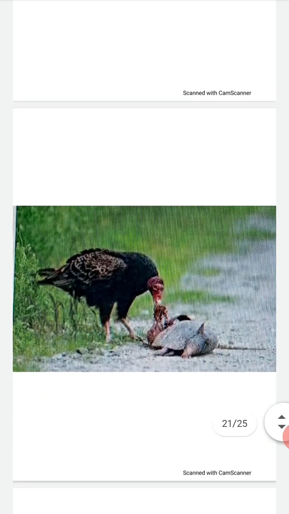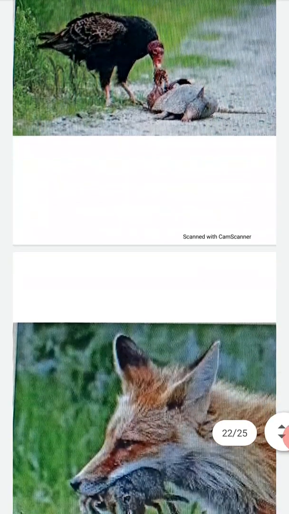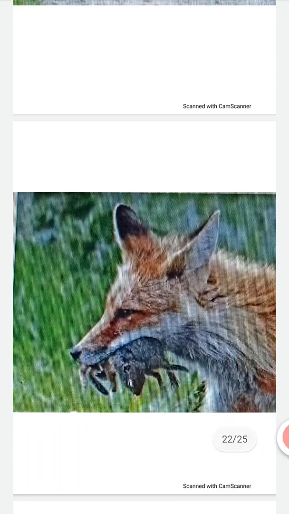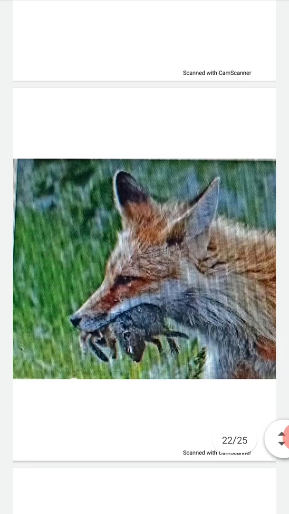Animals like vultures and foxes eat the flesh of dead animals. Thus, they clean the environment while they satisfy their hunger. Thus, living things bring about changes in non-living too. Do you know? All living things depend on each other.